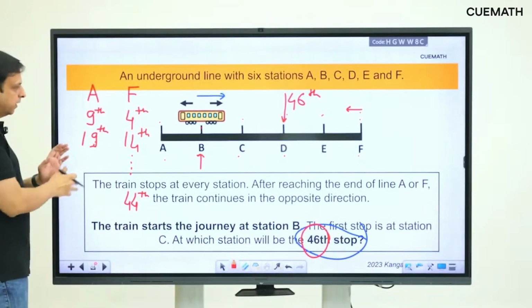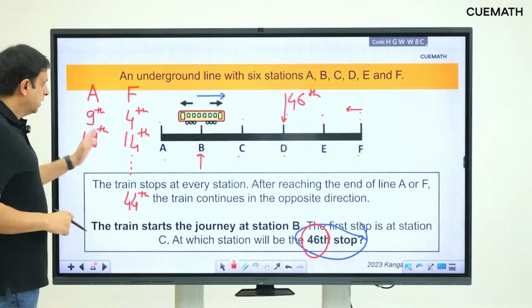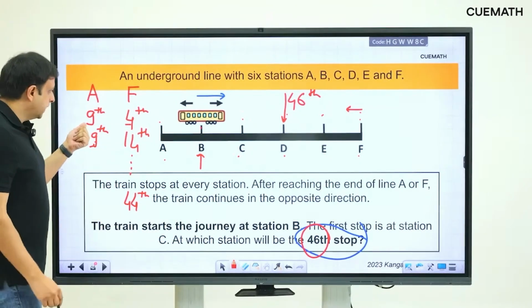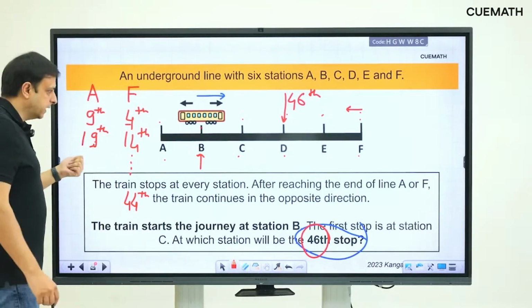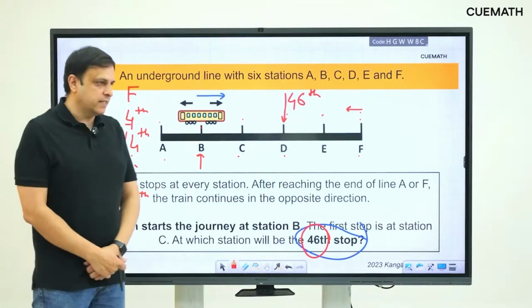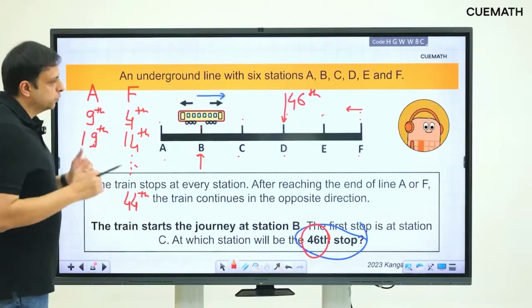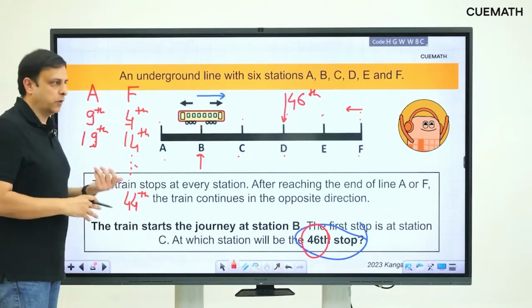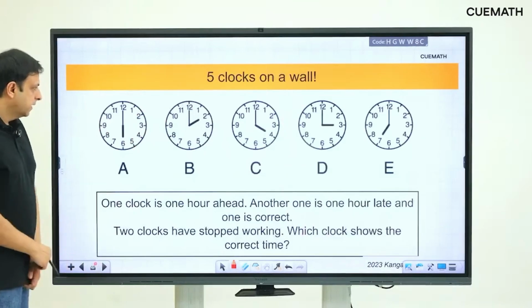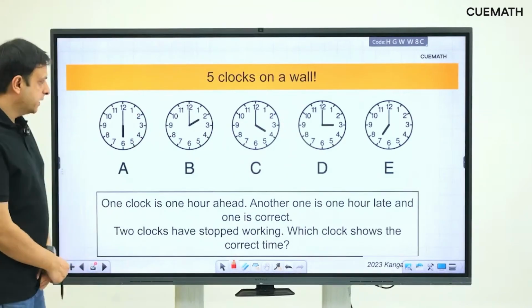So this is how you could do it systematically by observing what station F is. For the first time, it's the 4th stop, and station A is the 9th stop, then 14th, 19th and so on and so forth. Okay, so this one was a bit more challenging, but once again you have to reason your way through such problems systematically, and there is no reason why you wouldn't be able to solve them. Alright, here is your next problem.